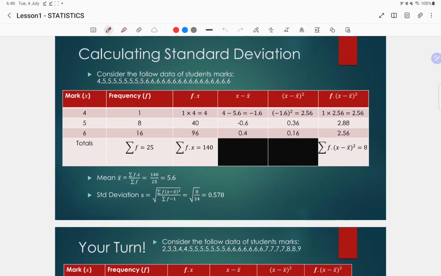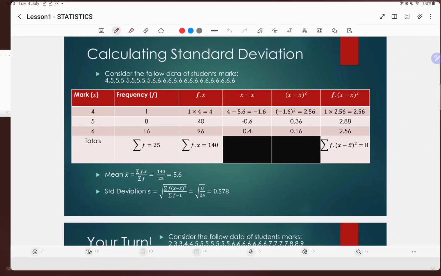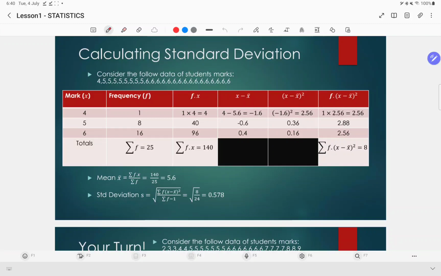Do you understand what it means by standard deviation? I didn't really understand, but I thought it's how much it varies from the mean, mean or median. I'm not sure. Mean, yes. How much it varies from the mean. Okay.